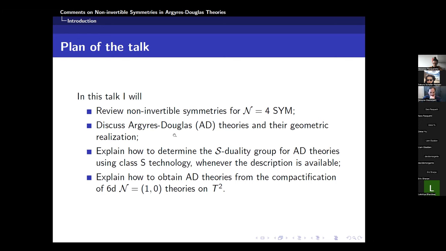A subclass of these Argyres-Douglas theories actually turn out to have a class S description involving regular punctures only. So from that description, whenever it is available, we can understand the S duality data. And then for all the theories for which a class S realization with regular punctures is not known, we have to rely on some other method. And it turns out that all of them can be obtained as torus compactification of a six-dimensional theory with minimal supersymmetry. And therefore, the S duality of the model will be inherited from the modular transformation on the torus we compactify on.